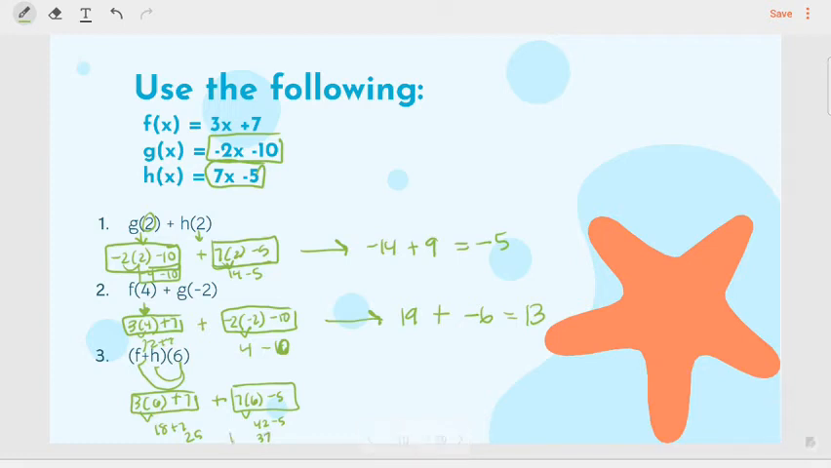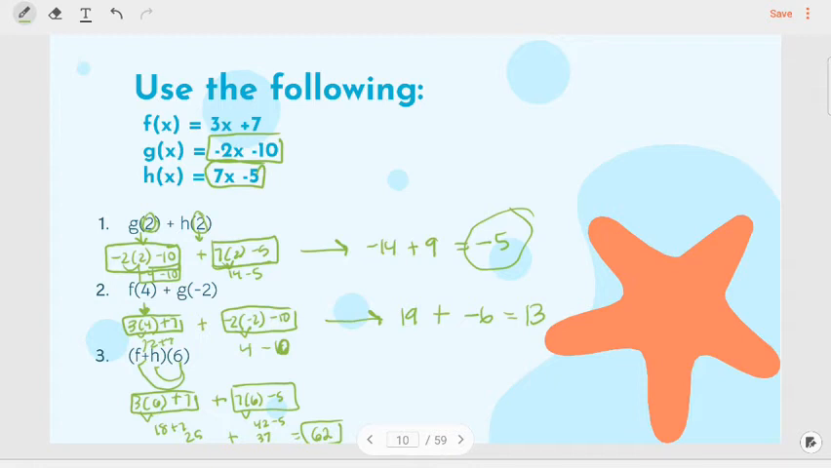What does it ask me to do? It asks me to add those together. So 25 plus 37 is a grand total of 62. And that would be my final answer. So notice on each of these problems, because I have a number as my input, I have a number answer.